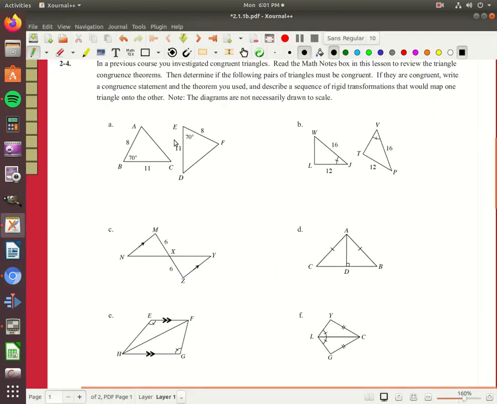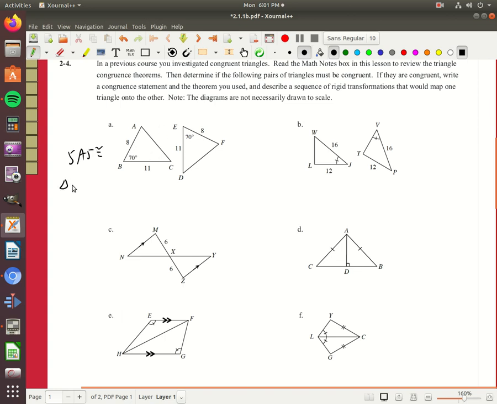So we're going to try and prove that these things are or are not congruent triangles. And if they are congruent, we're going to write a triangle congruent statement. And we're going to say how we know. Well, look, this 70-degree angle connects the 8 and 11. So I would say that we definitely have side angle side congruence here.